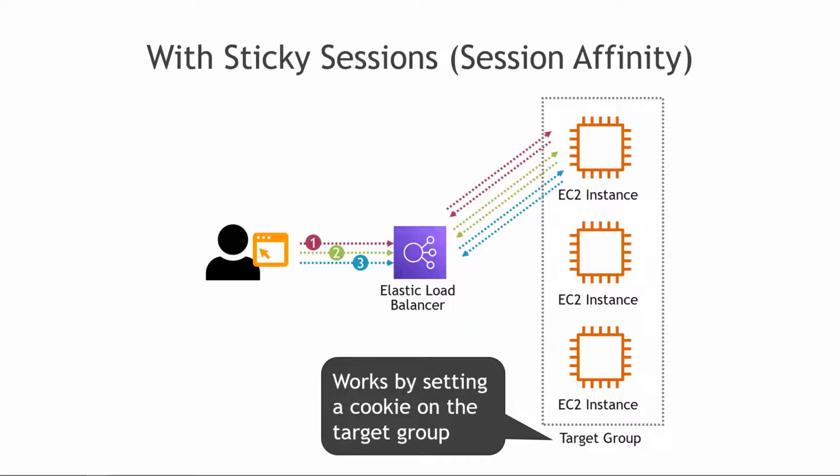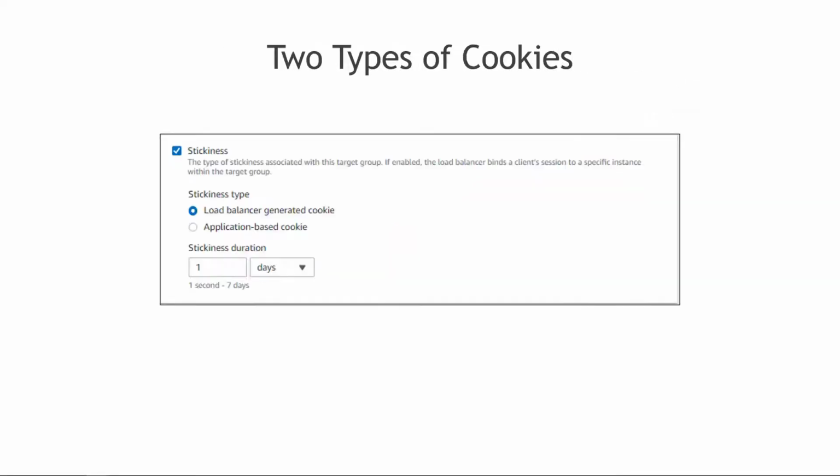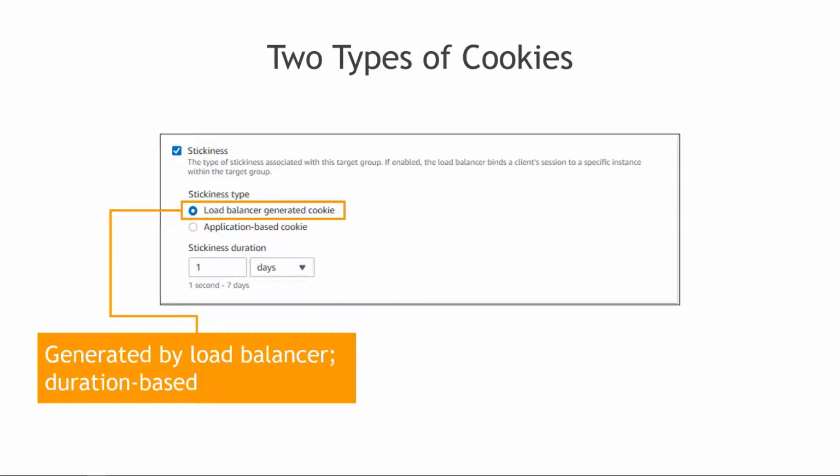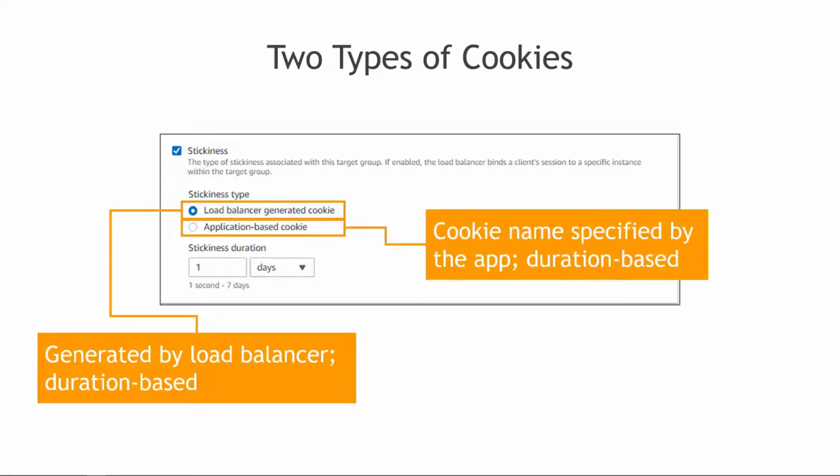The way this works, which we'll see in a demo, is by setting a cookie on the target group. In here, you'll see a screenshot of that. We're saying, yes, we want to enable stickiness, and that's going to bind a client session to a specific instance in the target group. And then you can either use a load balancer generated cookie, this is the easy way to go and what we're going to do in just a minute, or you can use an application-based cookie where you have more control of the naming. But both of these can be duration-based between 1 second and 7 days, and you can set that here on the screen as well.